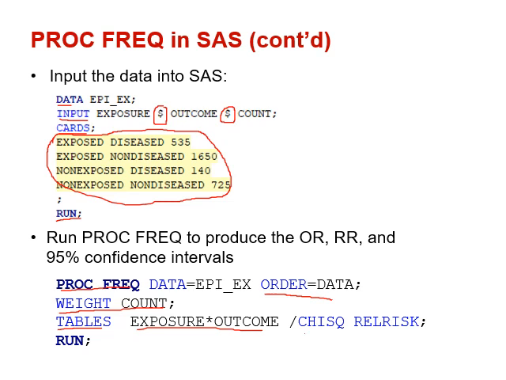And the options chi-square and relrisk will produce the SAS output with odds ratio, relative risk, along with their confidence intervals. Again, the run statement completes the procedure step.